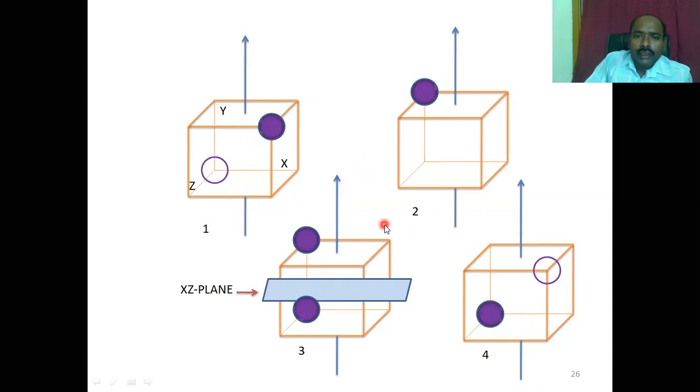So from this explanation, the above point is clear. The inversion operation is a combination of rotation by 180 degrees plus reflection about a mirror plane. Now we see the next one.